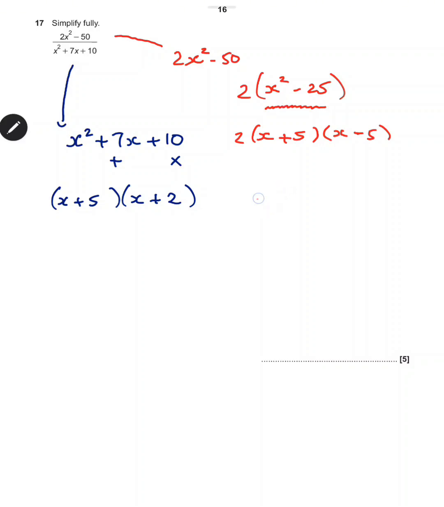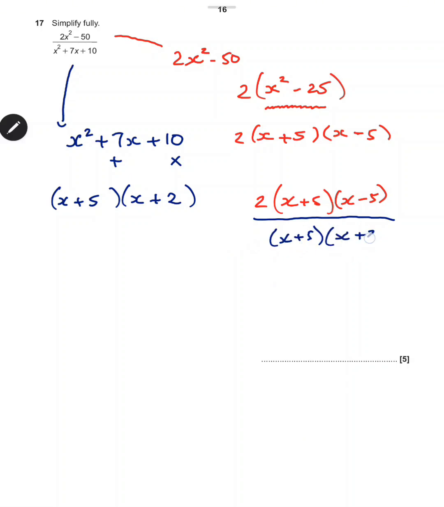I'm just going to rewrite my fraction. We've got two lots of x plus 5 multiplied by x minus 5 over x plus 5 times x plus 2. And you'll always find this when simplifying algebraic fractions. Same bracket top and bottom.